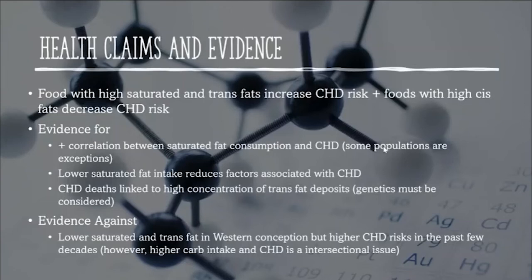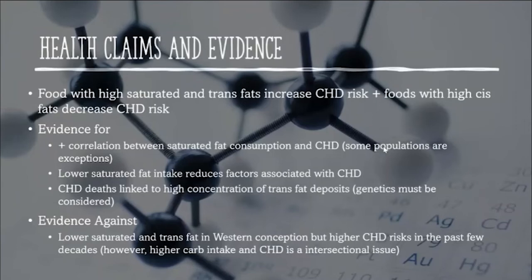You'll have to know the health claims and evidence for lipid risk. So the claim is that food with high saturated and trans fats will increase CHD risk, and foods with high cis fats will decrease CHD risk. The evidence for this is that there's a positive correlation between saturated fat intake and CHD. However, some populations don't fit this trend, such as the Maasai people. They have incredibly high saturated fat intake, but low amounts of CHD.